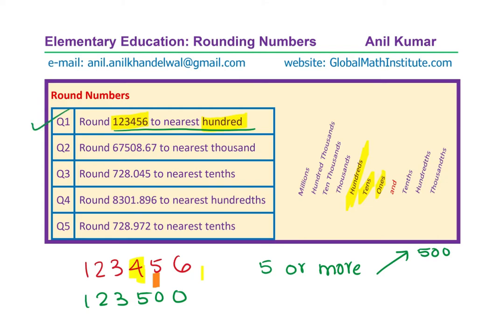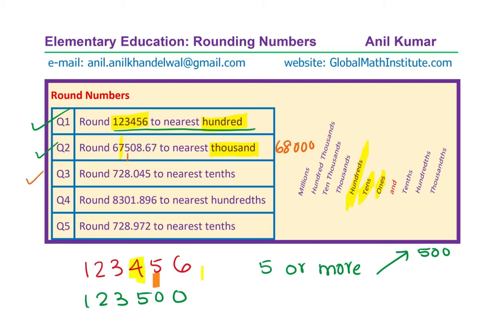So once again, let's apply this strategy to question number 2. In this case, round 67508.67 to the nearest 1000. Now look at the number which has a place value of 1000. The number here is 7. And what is next to 7? Well, next to 7 is 5, which is 5 or more. So that means this number will be rounded higher. Instead of 67,000, it becomes 68,000, correct? So in this case, we get 68,000 as the number rounded to the nearest 1000. Is that clear to you?